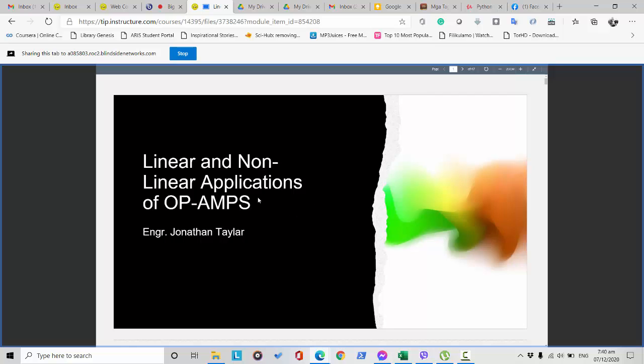So the title of our topic is linear and nonlinear applications of operational amplifiers, and the objective of this topic is already discussed. I have already discussed the objectives of the module a while ago, so I will not include it here.